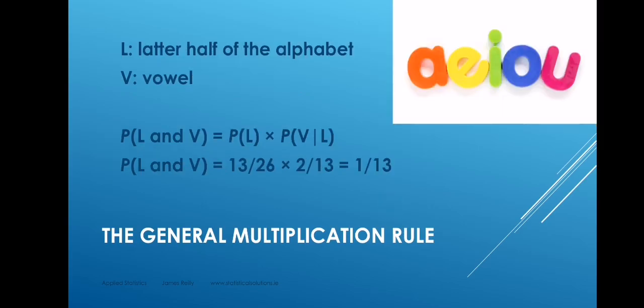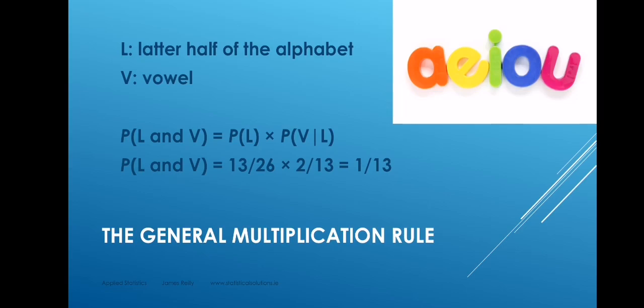An example of the general multiplication rule. L represents the event that a letter drawn at random from the alphabet is from the latter half of the alphabet, while V denotes the event that the letter drawn at random from the alphabet is a vowel. The probability of L and V is the probability of L times the probability of V given L.